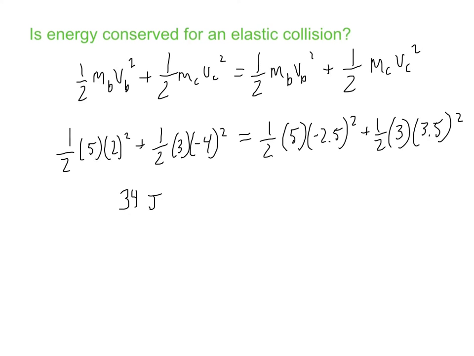Now for the right side of the equation, we have the mass, 5 kilograms, 1/2 times 5 times negative 2.5, again bouncing to the left, but that doesn't matter. It's going to come out to be positive because negative 2.5 is squared. And the crate, 3 kilograms times the velocity which we just solved for, 3.5 meters per second. Again, square that as well, and we see that the right side of the equation also is 34 joules. So clearly these two numbers are equal to each other, so therefore, yes, energy is conserved for an elastic collision, and only an elastic collision.